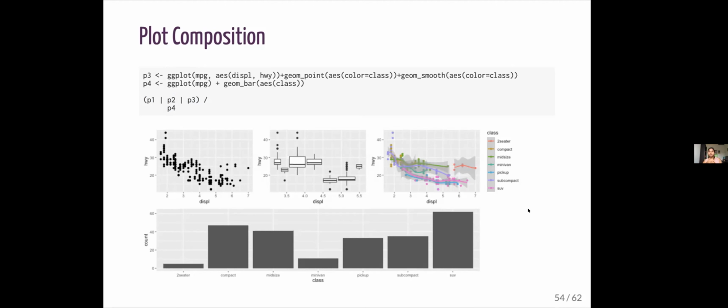Remember, this is different from facets. In facets, you have the same plot type. So it's my scatter plot divided in groups, or my box plot divided in groups. But using patchwork, you can actually combine different kinds of plots, and it really can help you tell a story from your data.